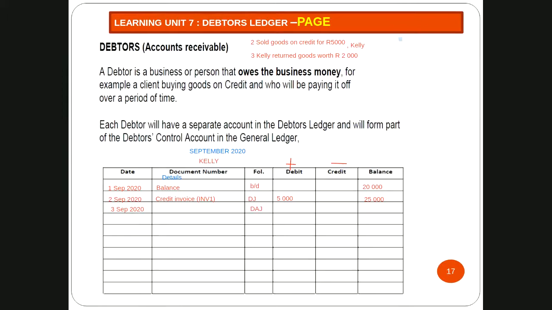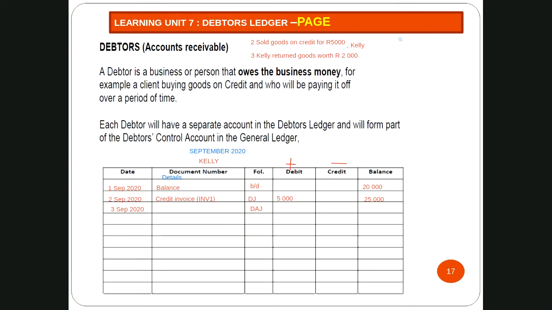Pindile, you are okay with the account. The account is debtors allowances. But here, remember, we have to put the source document, the proof that we have to issue. Credit note, thank you so much, Miriam. Thank you very much. It's a credit note.